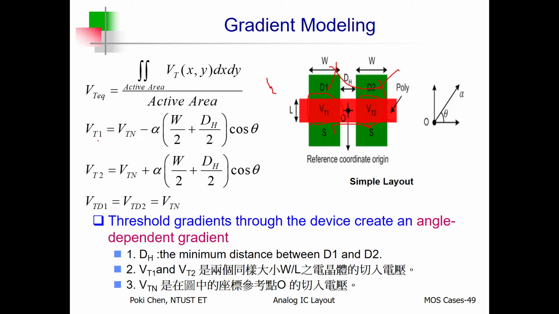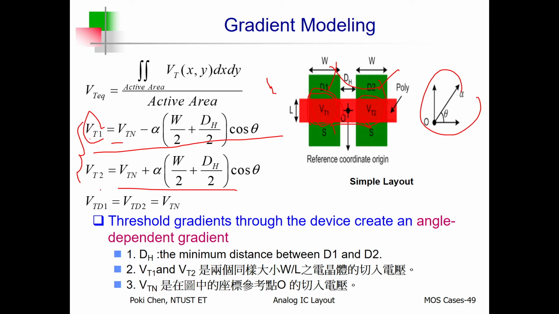Anyhow, thanks to the hard work of Professor Geiger's students, they have an approximation expression for VT1 and VT2. You can see according to such a linear gradient model, VT1 got this, VT2 got that, and they are not the same. Because for VT1, it has the minus term, and for VT2, it has the positive term. So they are not the same. And it means after fabrication, you need to face a lot of systematic mismatch.